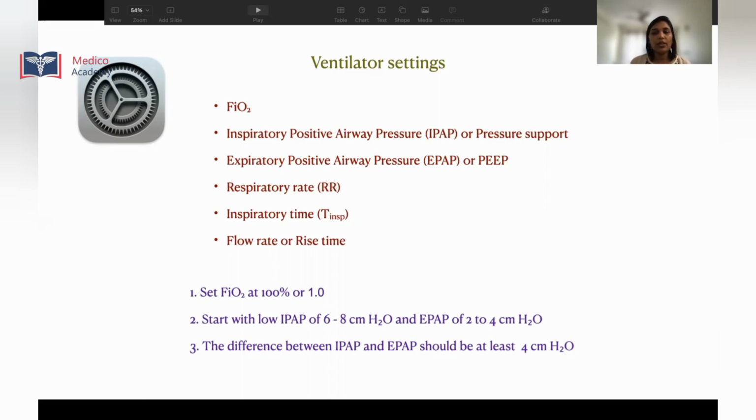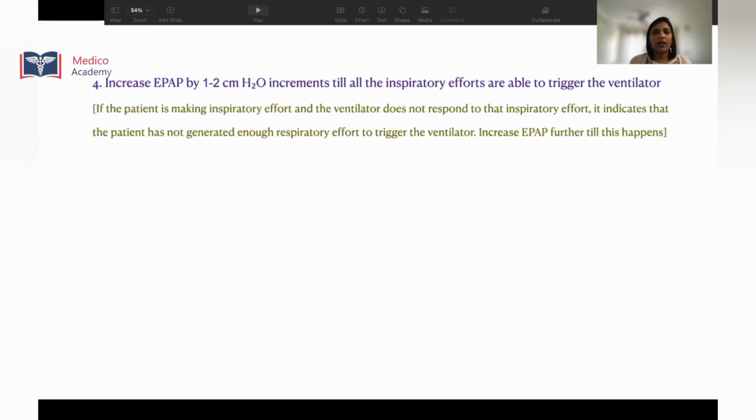A point to be noted is that the difference between IPAP and EPAP should be at least 4 centimeters of water for effective mechanical ventilation, or for effective flow of gases to and fro from the patient. Now, you increase the EPAP by 1 to 2 centimeters of water increments till all the inspiratory efforts of the patient are able to trigger the ventilator.